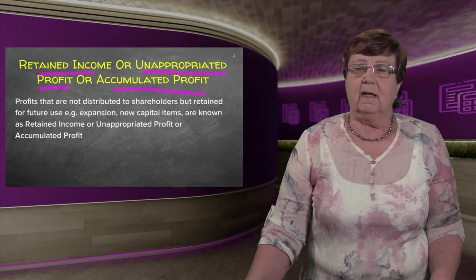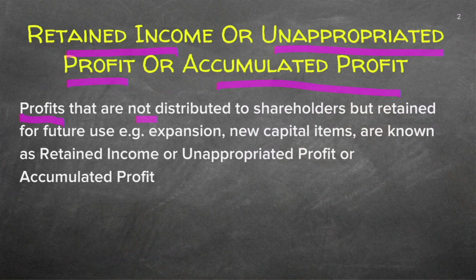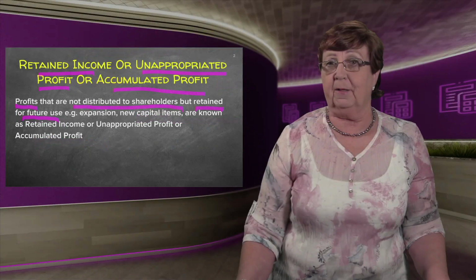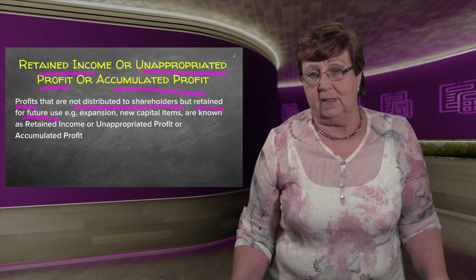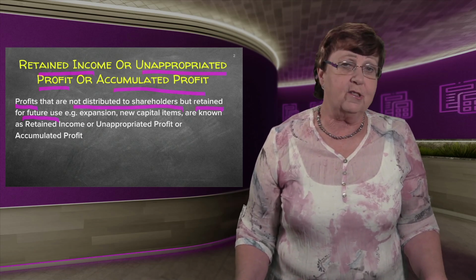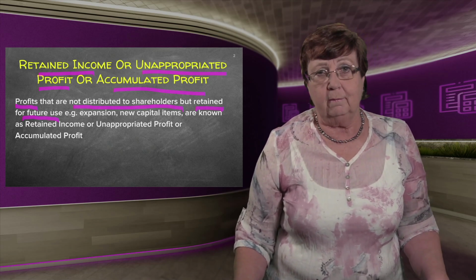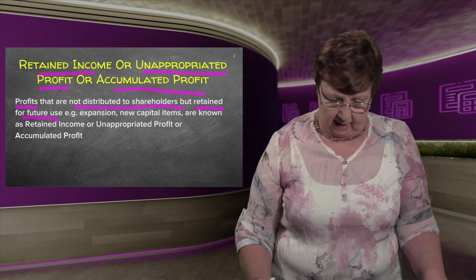So what is retained income? Retained income are the profits that are not distributed to shareholders, but retained. Retained simply means kept for future use. What future use? Expanding the business, buying machinery and equipment known as capital items, paying dividends, buying back shares. So it's always good that a company has money set aside for one or more of the items I have mentioned.